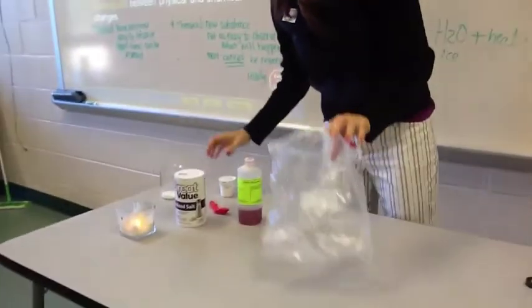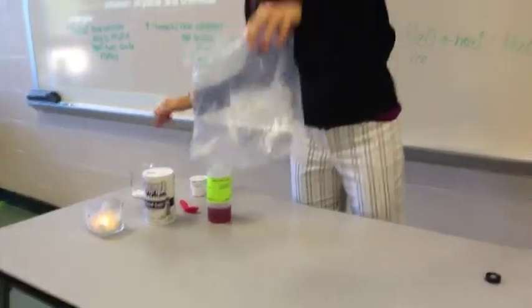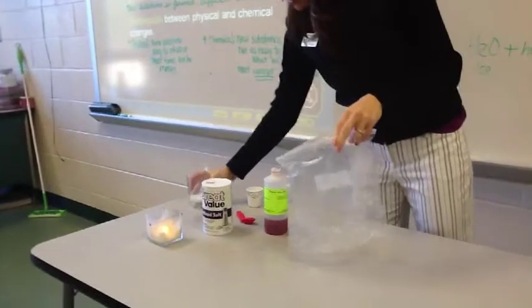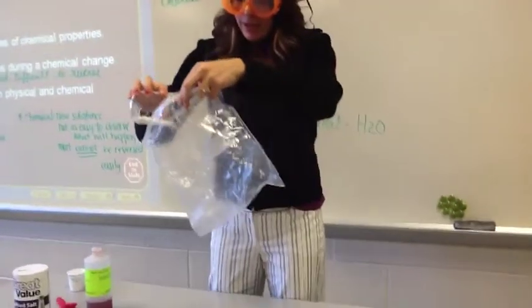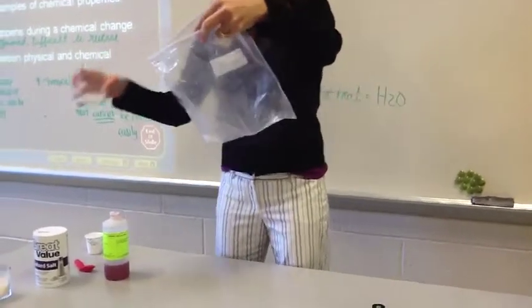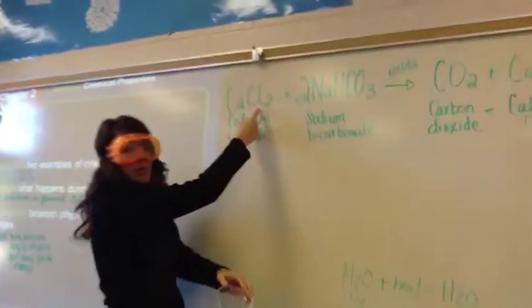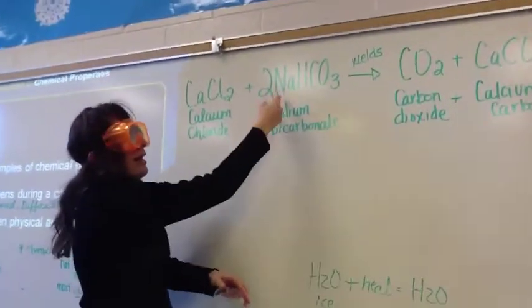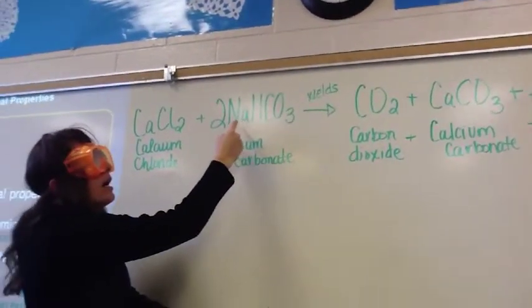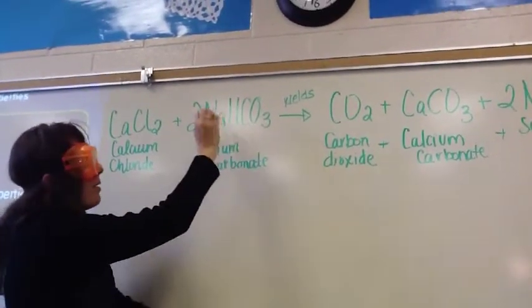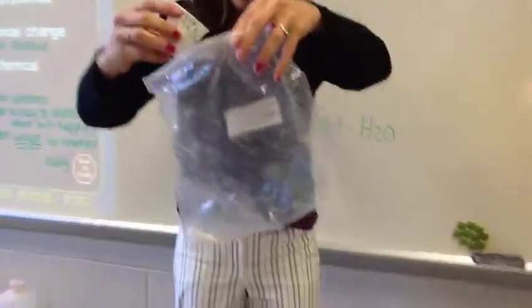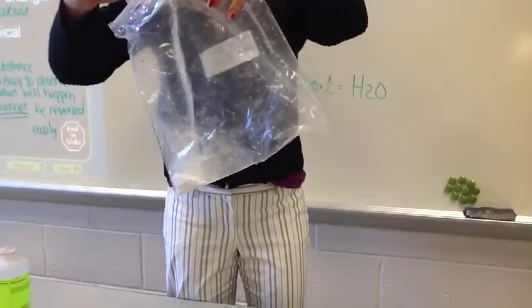All right. So in here, I am going to put about 10 milliliters of calcium chloride, CaCl2. Now I'm going to add NaHCO3, which is sodium bicarbonate, which is baking soda. So I'm going to put that in there. Just a little bit of that.